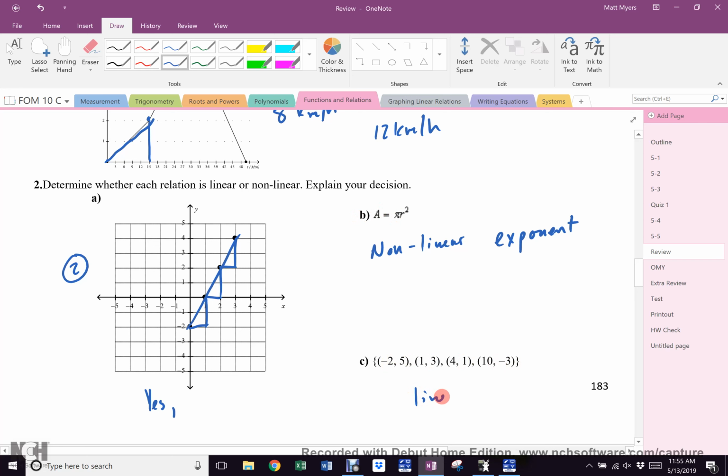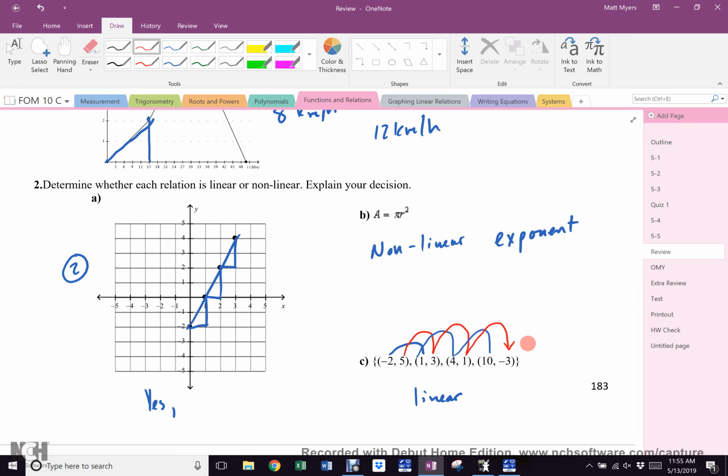Linear. X goes up by 3. Y goes down by 2. X goes up by 3. Y goes down by 2. X goes up by 6. Y goes down by 4. So it is linear. Right?